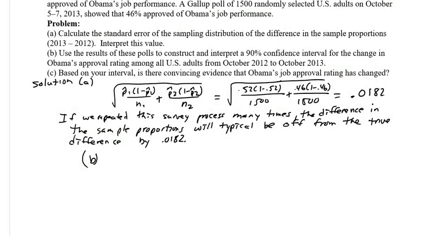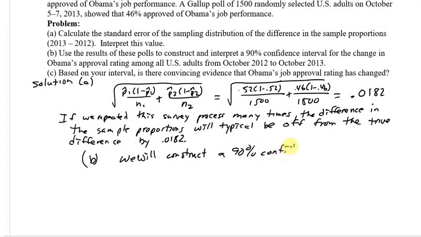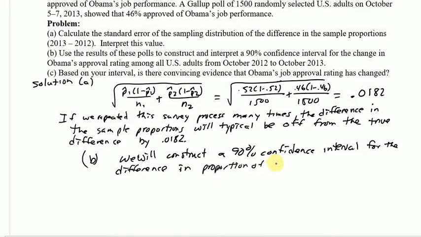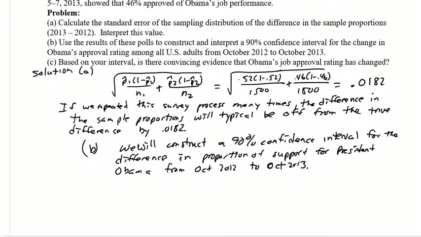So first, right before we do conditions, we will construct a 90% confidence interval for the difference in proportion of support for President Obama from October 2012 to October 2013. We're telling them what we're going to do. We're going to construct our 90% confidence interval. Now we have to talk about conditions.